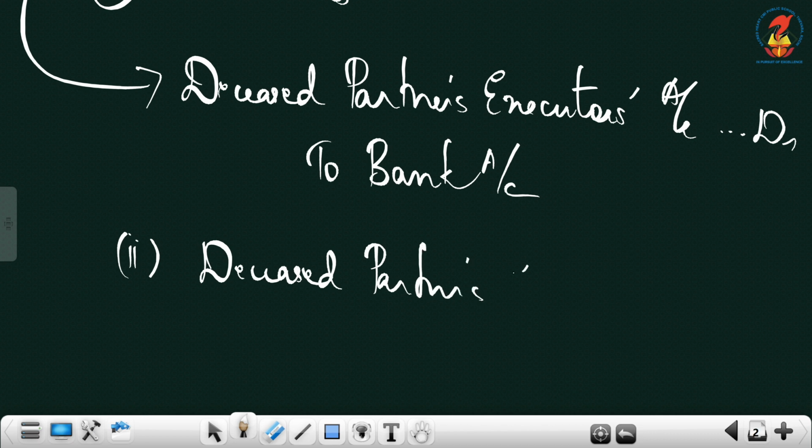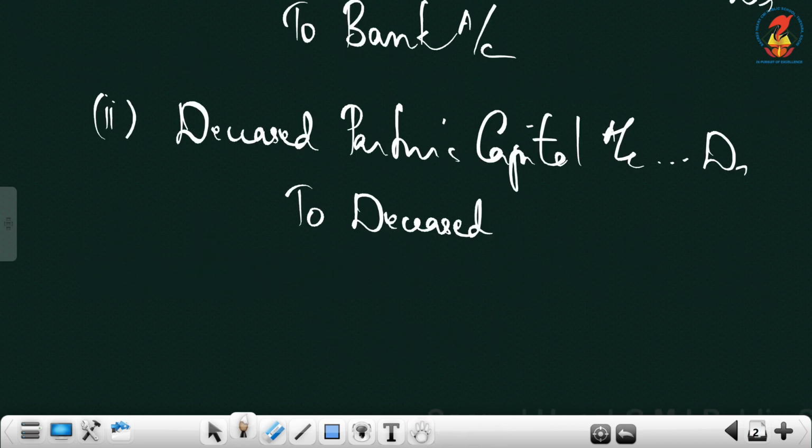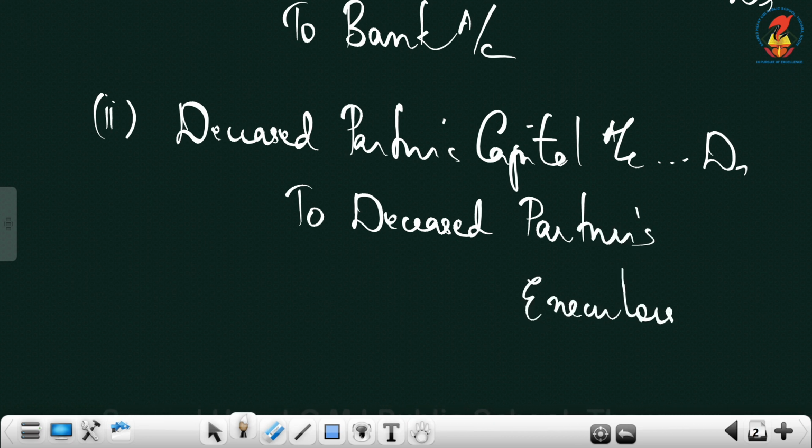So, what will the entry be? How is it written in your textbook? Deceased partner's capital debtor to, did you see that ledger there? They have written to deceased partner's account, no. So, this is the entry: deceased partner's capital account debtor to deceased partner's executors account.